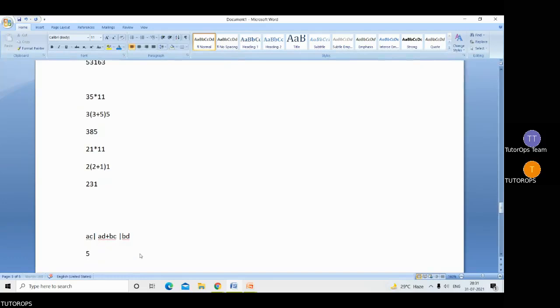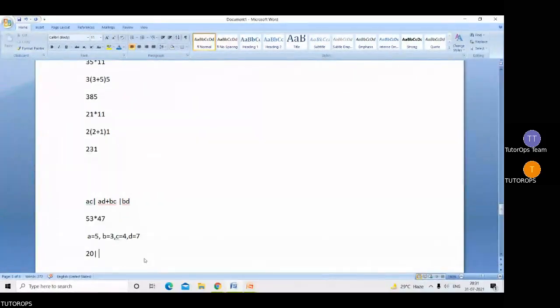So say 53 into 47, as I have mentioned here, what is the value of A here? A is 5, then B is 3, C will be 4, what will be D? D will be 7. Now, what will be the AC part? AC means A into C. So A into C will be 20, 5 into 4.